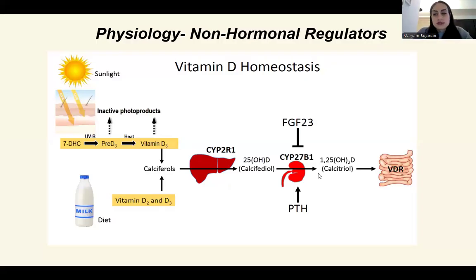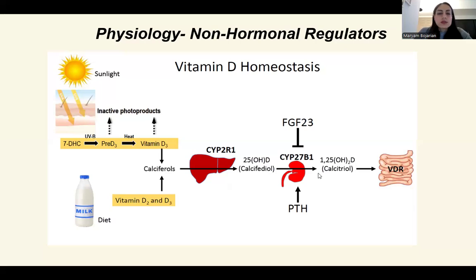D3 or cholecalciferol. Both dietary D2 and D3 are converted in the liver to 25 hydroxy vitamin D, then in the kidney to the active form of vitamin D, which is 1,25 dihydroxy vitamin D.